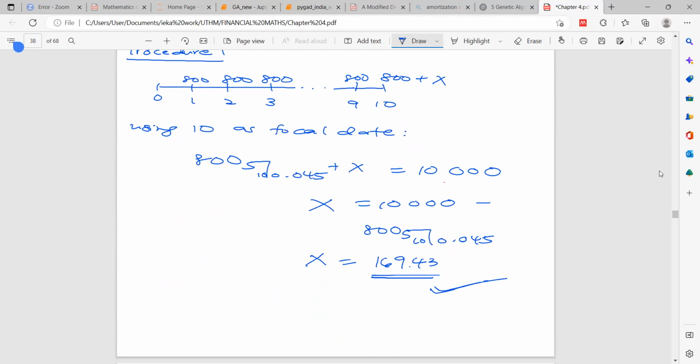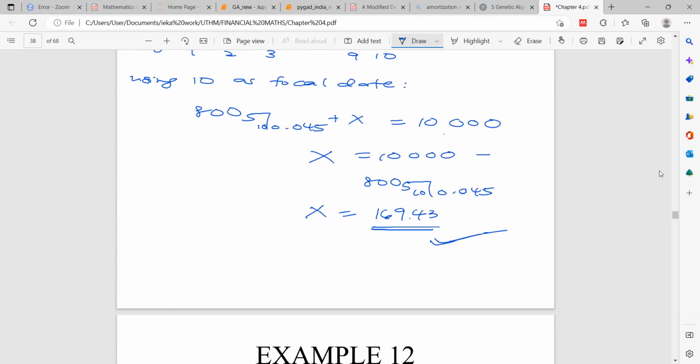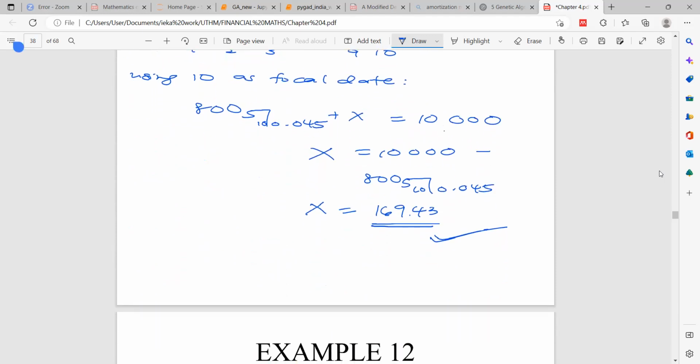So nanti kita kira, masukkan dalam formula, so kita akan dapat X kita adalah 169.43. Maksudnya last payment kita adalah 800 plus 169.43 equals to 969.43.